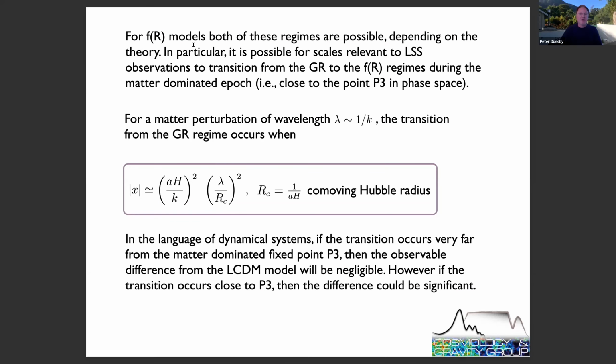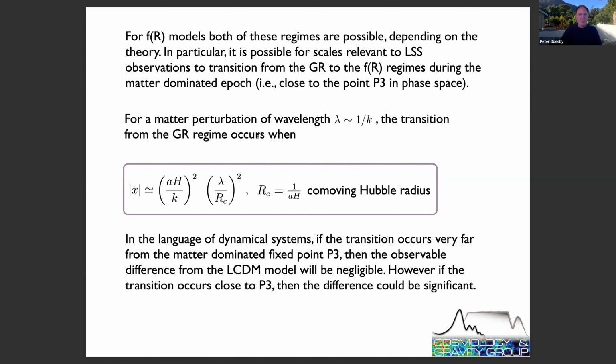So typically, for a given F of R model, both of these regimes are possible. For a particular scale relevant for large-scale structure, there'll be a transition from the GR regime to the F of R regime, and the speed at which this transition occurs will be a measure of how different you are from the lambda CDM cosmology. So during the matter-dominated epoch, you're going to be close to this equilibrium point P3, which is the transient matter-dominated epoch. And if you evolve quickly away from that point towards an F of R regime, where your matter perturbations grow much faster than the standard t to the 2/3 growth rate, then that will be your deviation away from the standard cosmology.